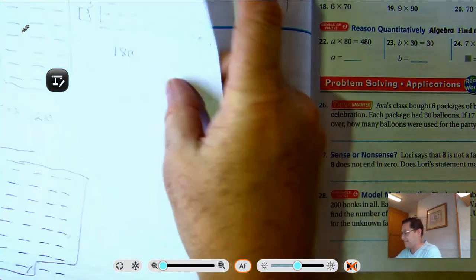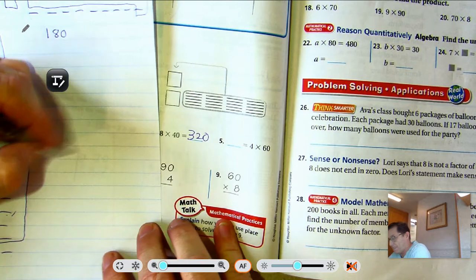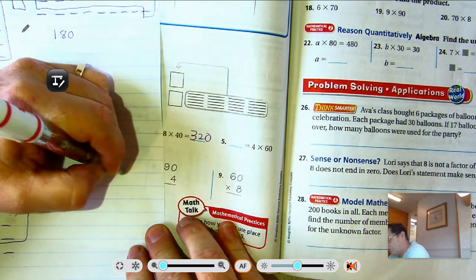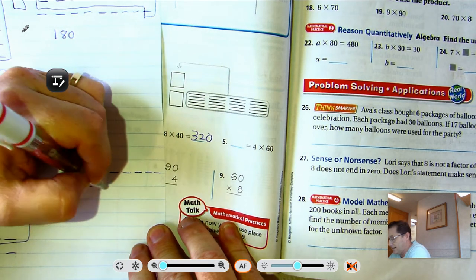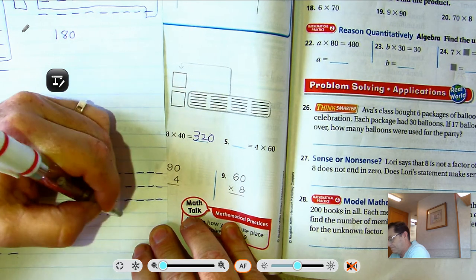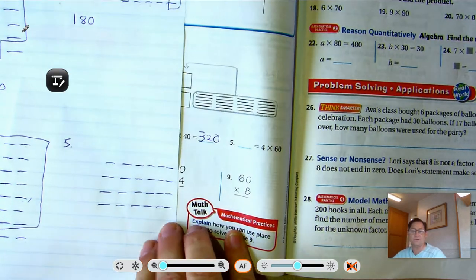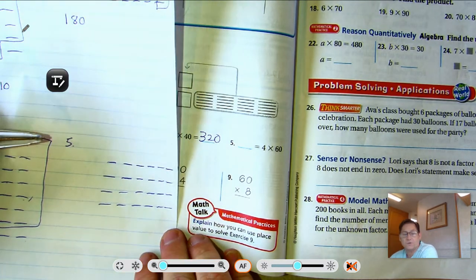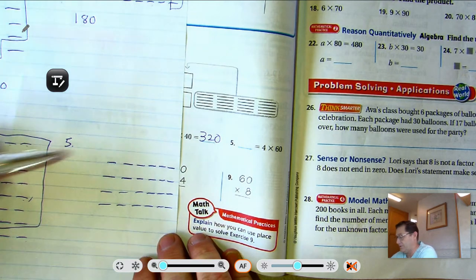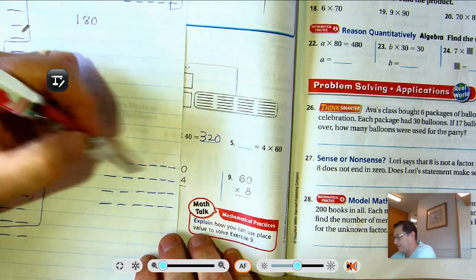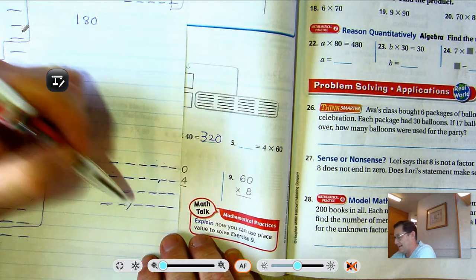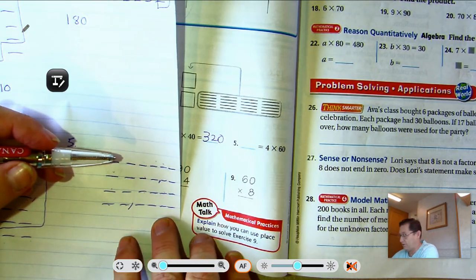4 times 60. 1, 2, 3, 4, 5, 6. 4 times. All right, so there's our 4 times 60. Now we're going to trade as many 10s as we can for hundreds. 1, 2, 3, 4, 5, 6, 7, 8, 9, 10. 1, 2, 3, 4, 5, 6, 7, 8, 9, 10. Okay, so I don't have another set of 10 here. I only have 4 left.